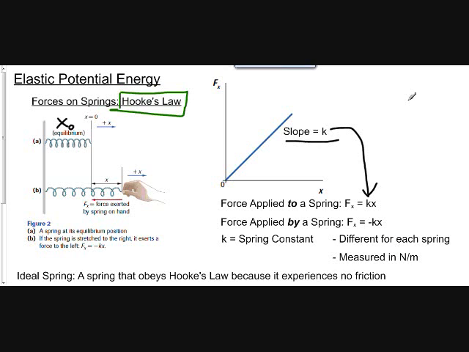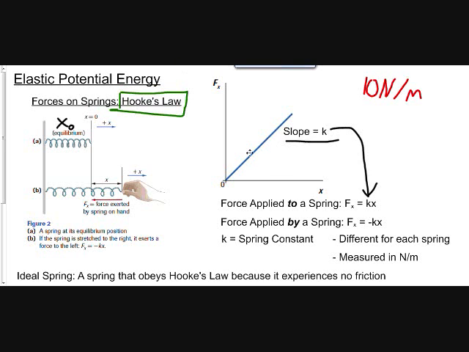So for instance, if I have a spring constant of 10 newtons per meter, that means every meter I want to stretch this spring, I need to pull it with 10 newtons of force. Or if I want to pull it 2 meters, I'd have to apply 20 newtons. So hopefully you can see that a bigger spring constant means a stiffer spring.